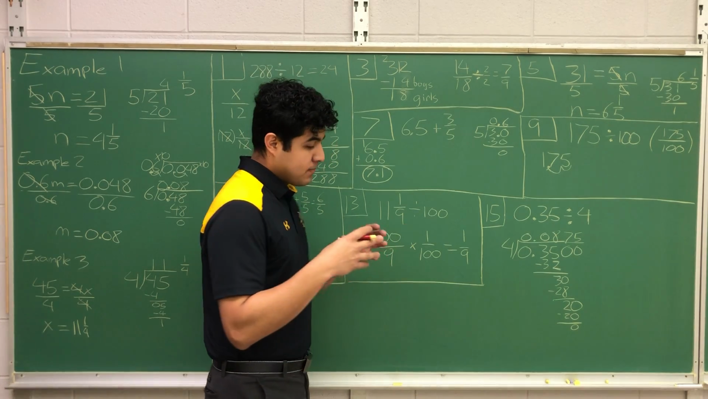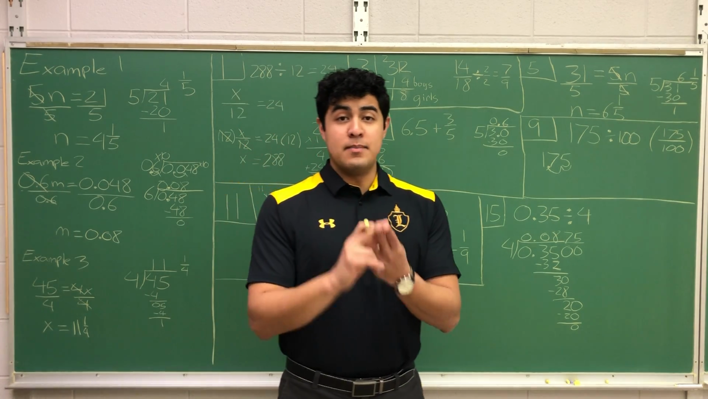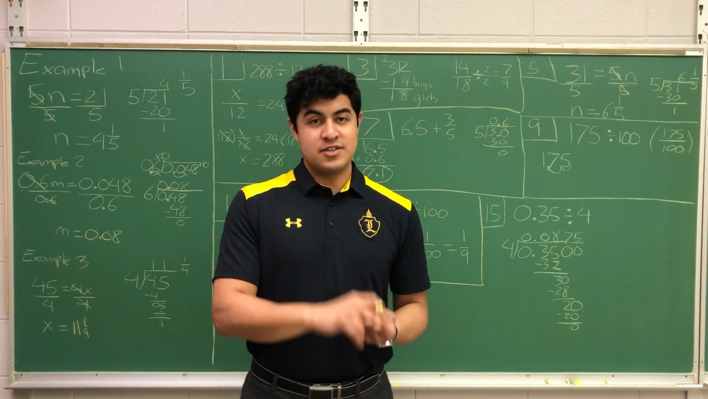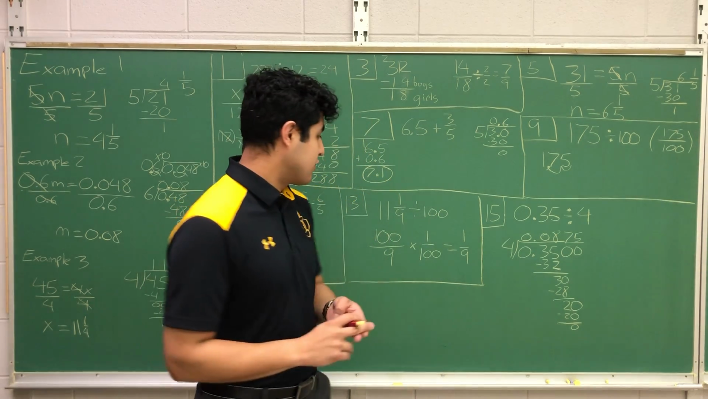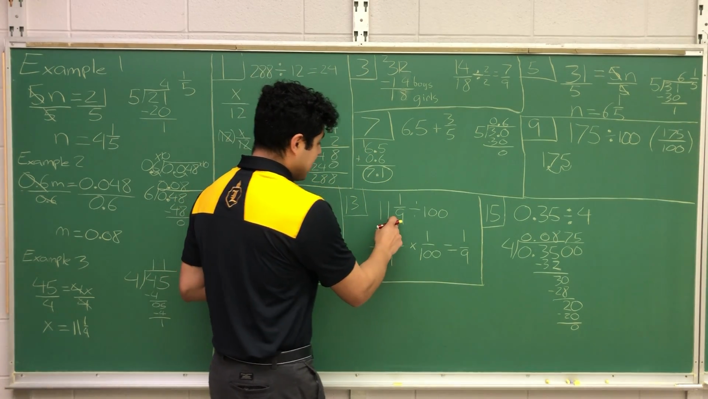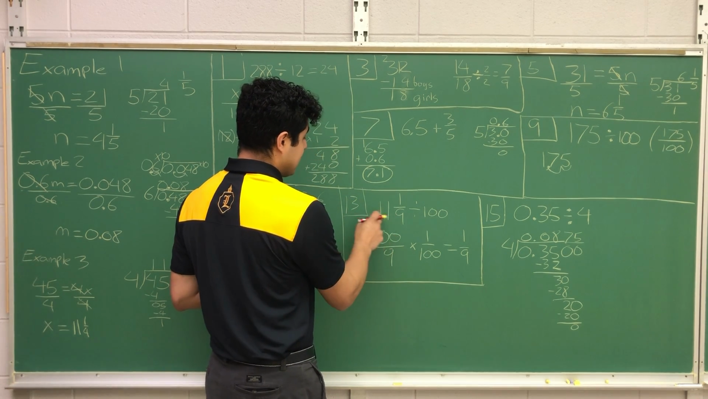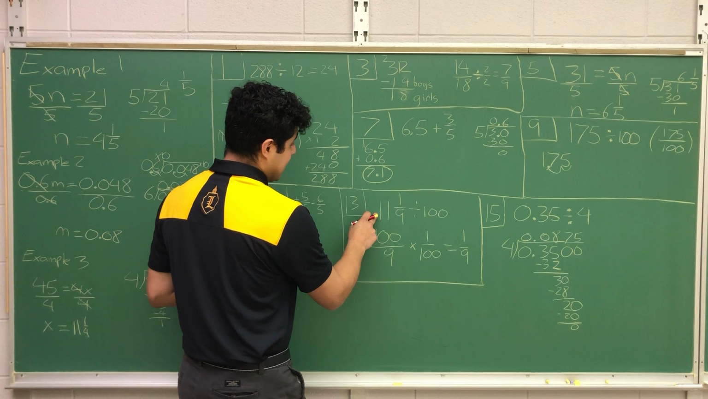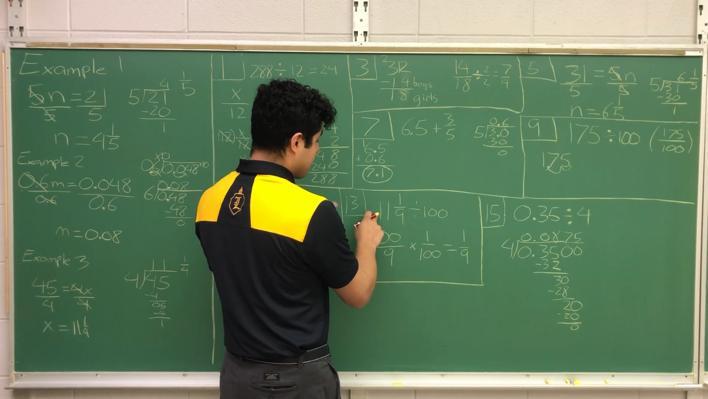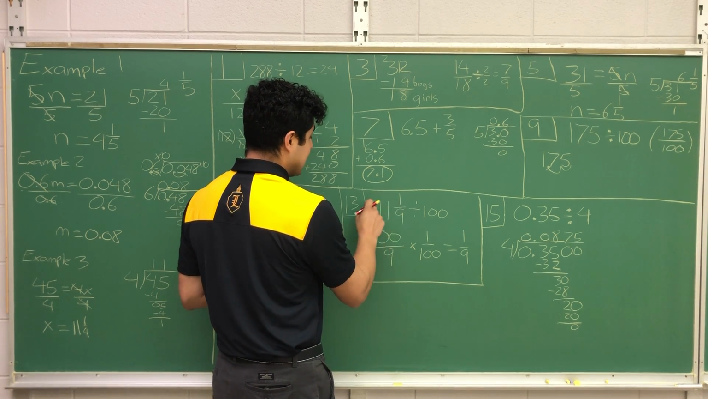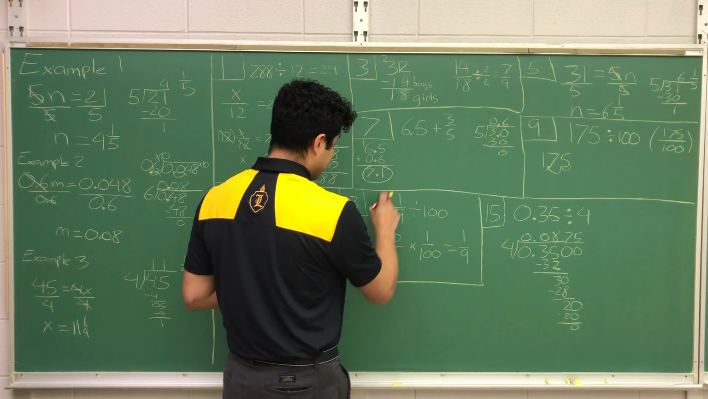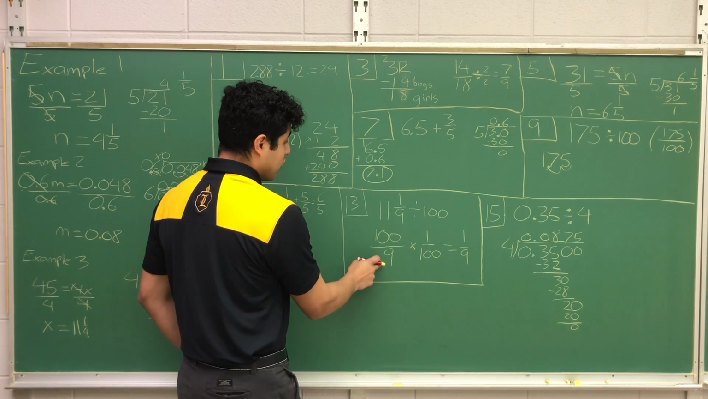Remember, when multiplying or dividing mixed numbers, the mixed number needs to be changed into an improper fraction first. The way we do that, we multiply the denominator by the whole number. So 9 times 11 is 99. And then we add the product to the numerator. So 99 plus 1 is 100. And now I write it as an improper fraction, 100 over 9.